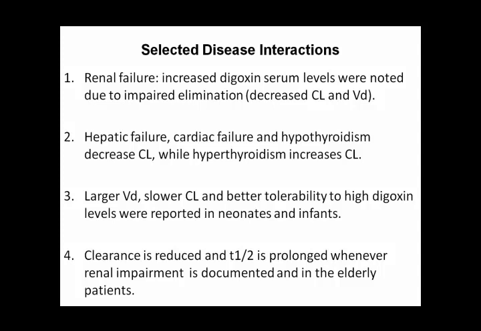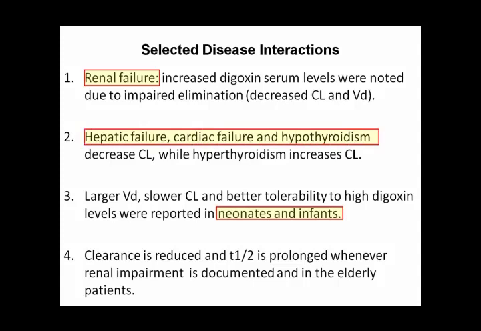Selected disease interaction: renal failure will decrease elimination. Neonates have lower elimination as well, but they tolerate high levels of digoxin better than adults. Okay, hepatic failure, cardiac failure, hypothyroidism will also result in reduced clearance. Hyperthyroidism increases clearance. Okay, elderly have reduced clearance. So basically everything you see here has reduced clearance except hyperthyroidism.